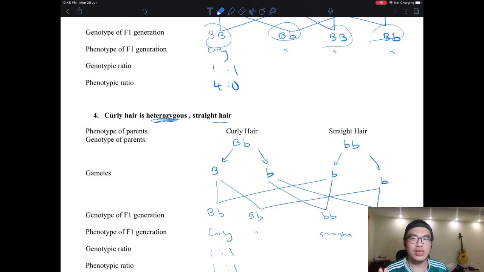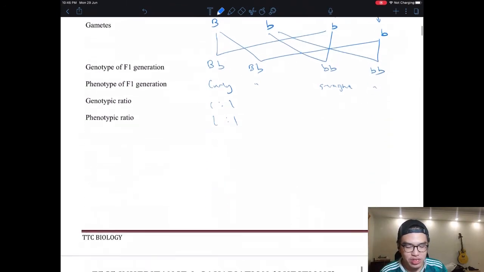As long as you can understand all these 4 scenarios, you can understand everything in the next lessons. We will study about blood type, we will study about gender. So make sure you understand this. I can't stress this enough, this is the main part of this chapter.